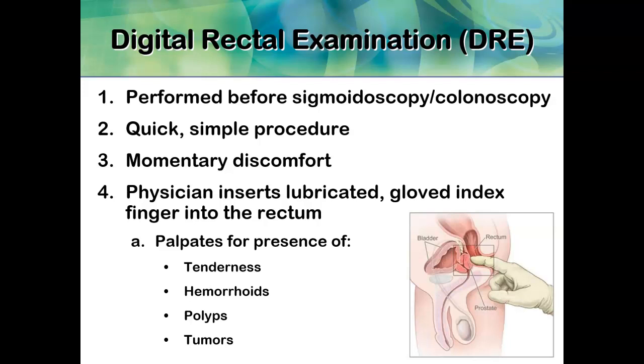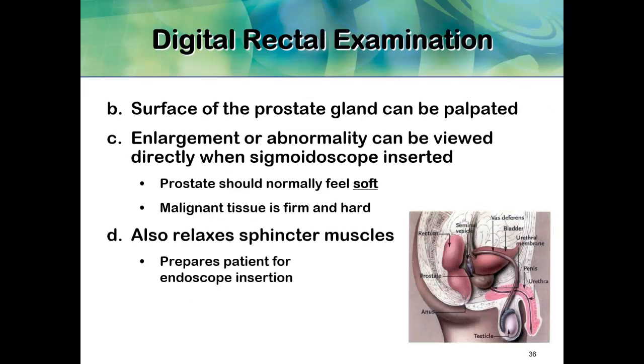This allows the provider to palpate or feel a portion of the prostate, not all of it, because you can see by the finger that there is a portion that's inferior that's unable to be palpated. But the provider is feeling for the presence of any hardness, which might indicate tumors or polyps, hemorrhoids, any kind of pain, discomfort, or tenderness that the patient may be experiencing. I mentioned that the surface of the prostate gland can be palpated, but it doesn't give the full determination. If a provider feels enlargement or an abnormality, the patient can undergo a sigmoidoscopy or a colonoscopy, and then things can be viewed in more detail there.